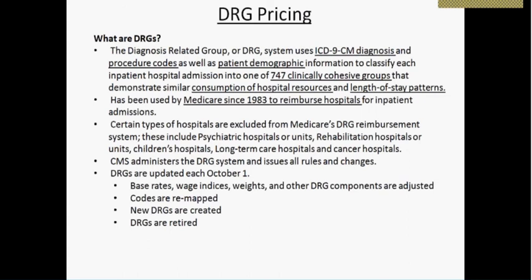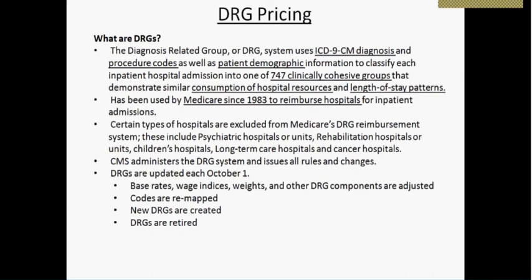So what are DRGs? DRGs stand for Diagnosis Related Group. It uses the ICD-9 codes and procedure codes as well as the patient demographic. So in addition to the diagnostic codes, they also consider demographic information. Right now we have around 747 clinically cohesive groups. That means there are 747 DRG groups, but these groups get updated every year.